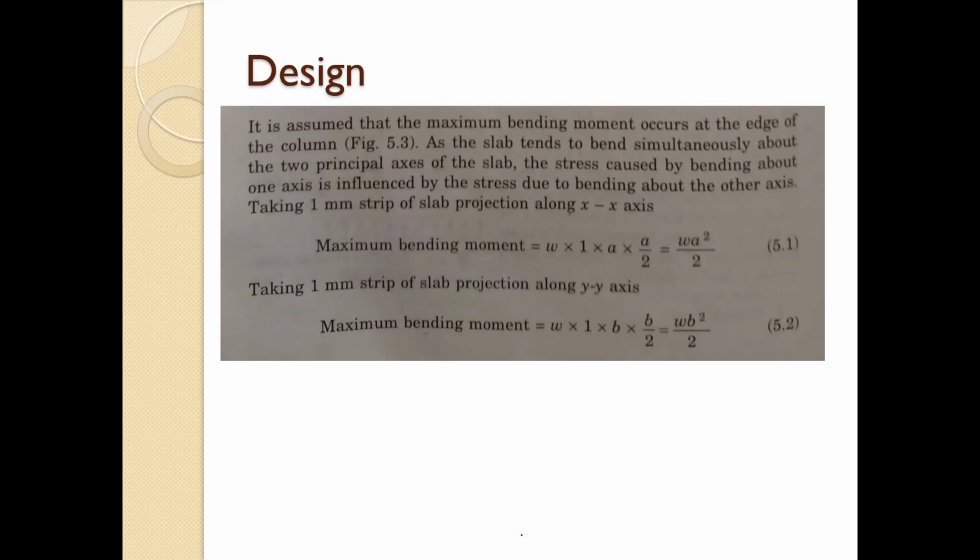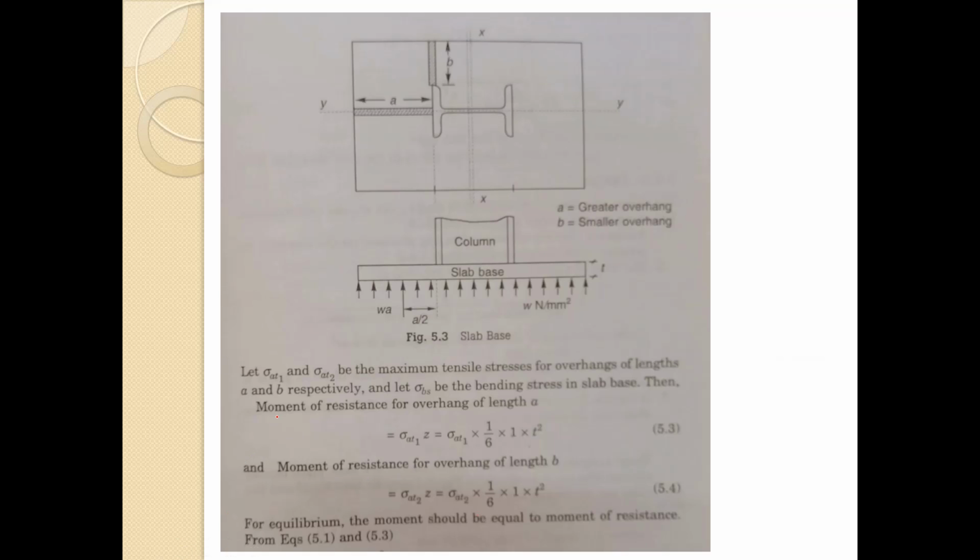It is assumed that the maximum bending moment occurs at the edge of the column. Here you can see this is basically a slab base, and when we put the load on this plate, obviously there will be some resistance from below from the concrete, and this resistance we are distributing on this particular rectangular plate. Here this has been distributed. As you can see, this is the pressure diagram or distribution diagram.